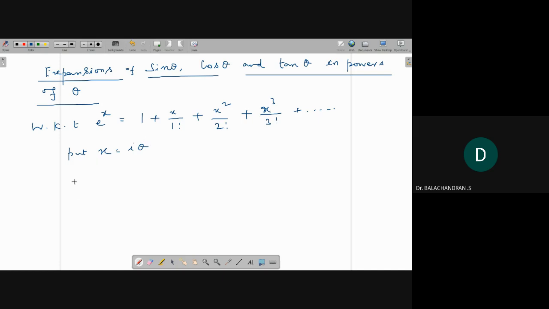So e power i theta equals 1 plus i theta by 1 factorial plus (i theta) whole square by 2 factorial plus (i theta) whole cube divided by 3 factorial and so on. So e power i theta is cos theta plus i sin theta.